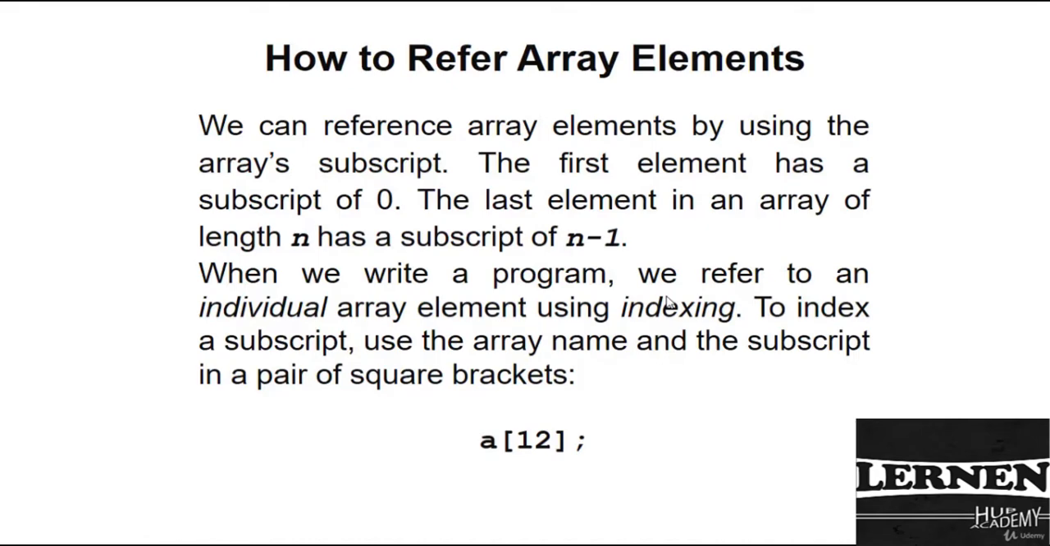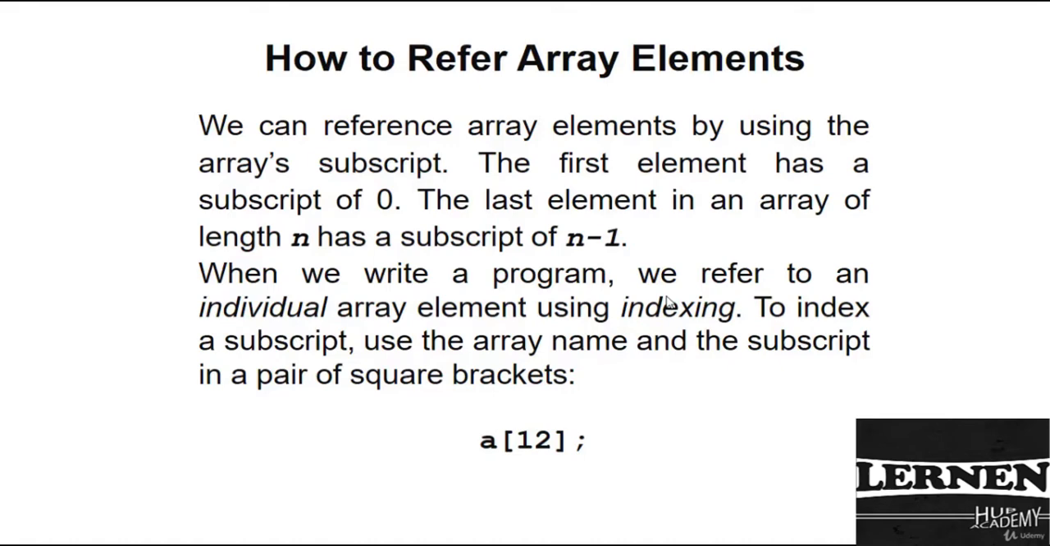We can refer to an array element by using the array subscript. The first element has a subscript of 0, which means when we start indexing an array, we start from 0. The last element in an array of length n has a subscript of n-1. When we write a program, we refer to an individual array element using indexing. To index, use the array name, and the subscript is a pair of square brackets.